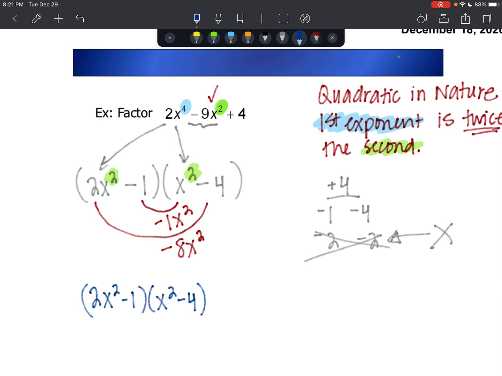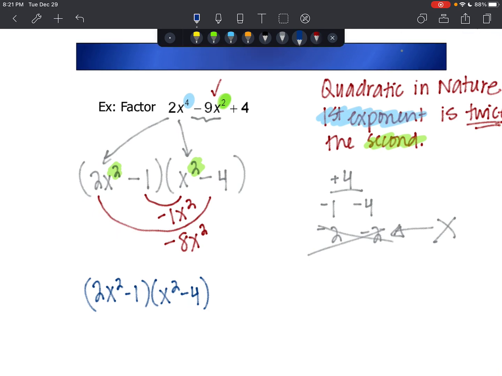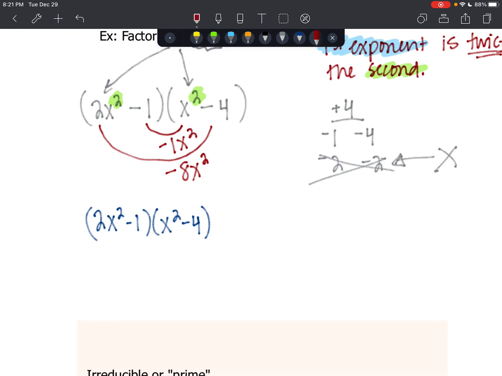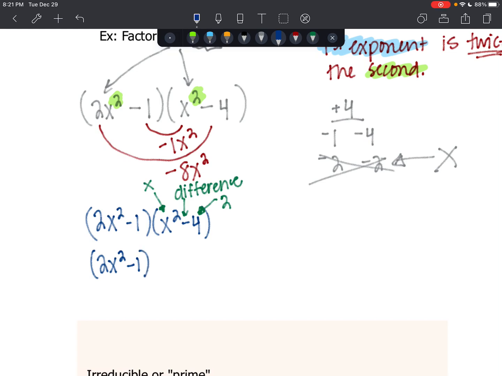Hold the press. Hold the presses. x^2 - 4 is a difference of two squares. I'm really good with those exponent quizzes, so I know that this is a difference of two squares. x^2 is the square of x. 4 is the square of 2. So we have to factor this just a little bit more: (2x^2 - 1)(x + 2)(x - 2).